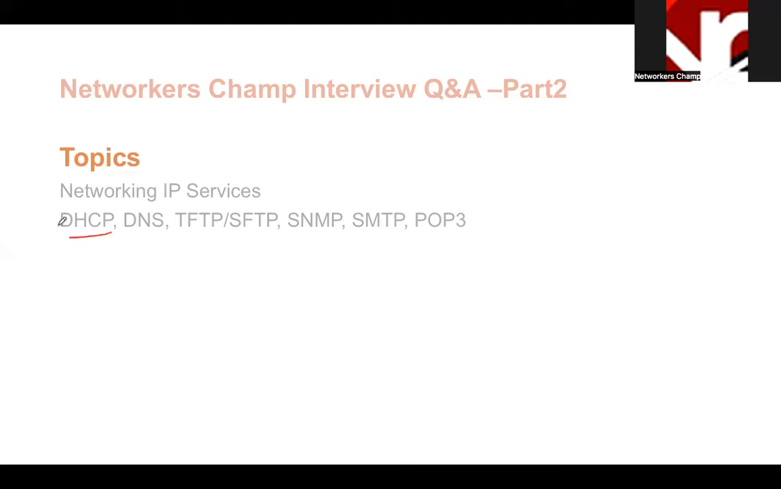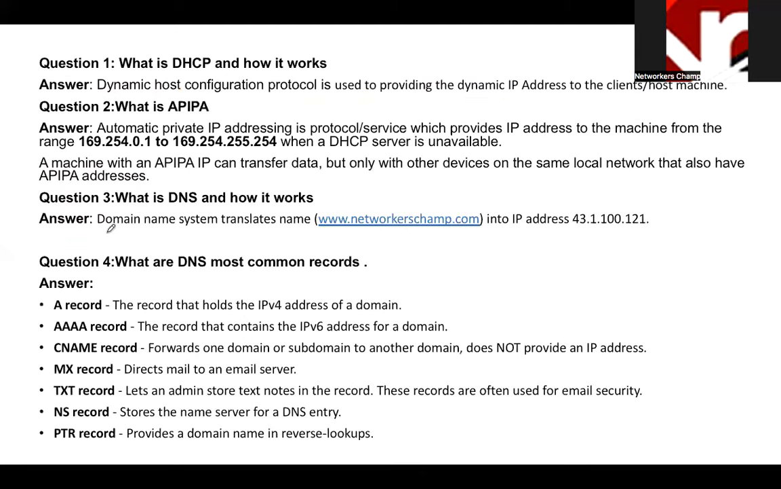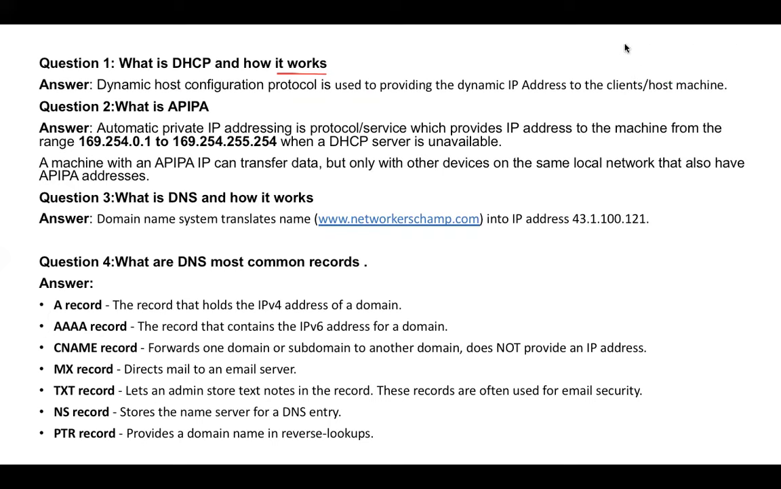Okay, so let's get started with the DHCP. Right. So question number one, what is DHCP and how does it work? The DHCP is a Dynamic Host Configuration Protocol, used to provide a dynamic IP address to the client's host machine. Now, if you remember, we discussed there are two ways to assign the IP address, manual and automatic. This is the automatic way to provide the IP address. Now the question is how it works. This is very important, and then we will get into the other questions.